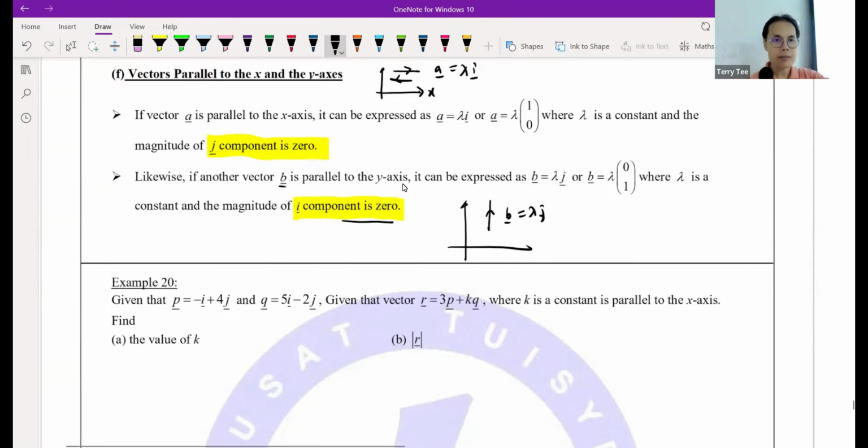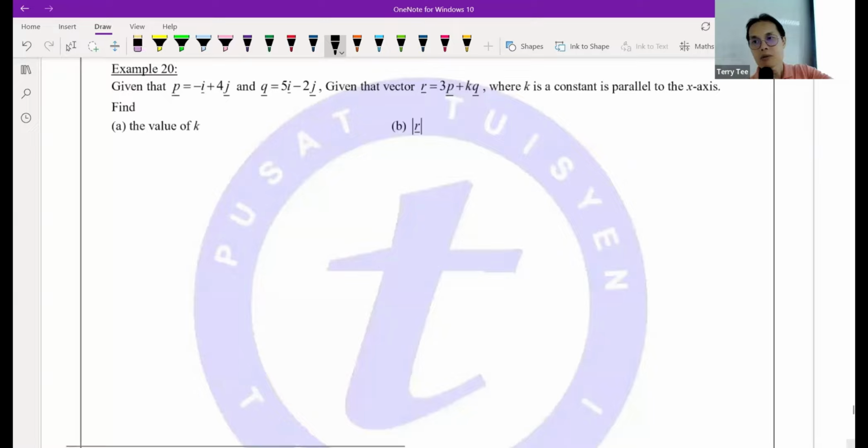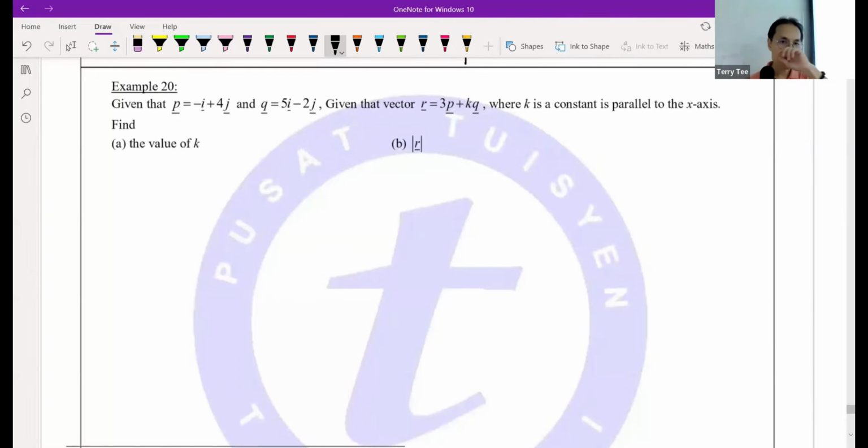Okay, so let's look at one example, example 20. In this example, vector P and Q are given. You're supposed to find k such that this R is parallel to x-axis. If your R is parallel to x-axis, your R must be lambda i, no j. But first, we find out what is your R. We take 3 times P. What's your P? Negative i plus 4j.